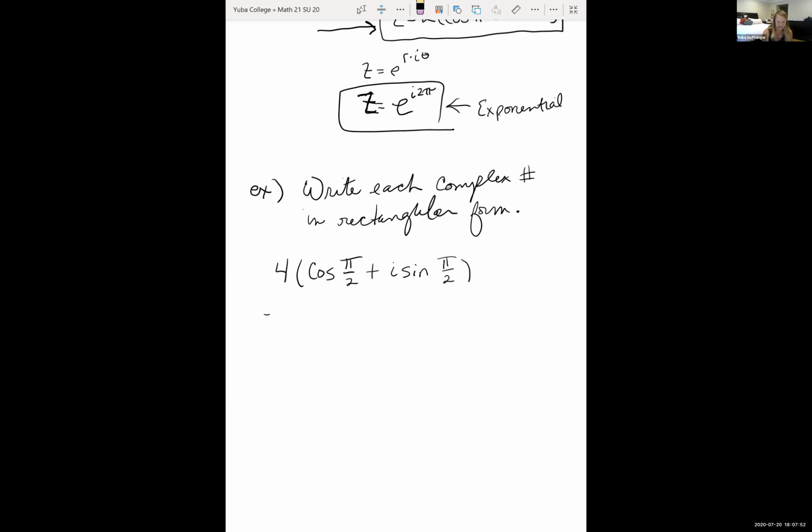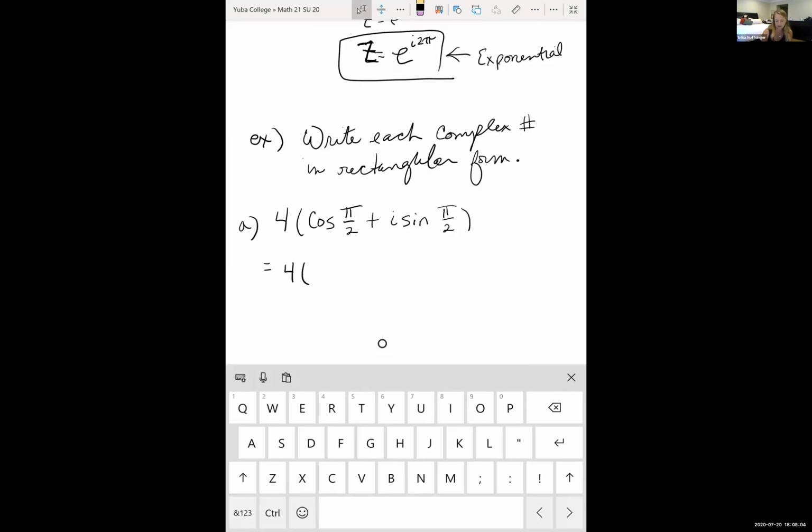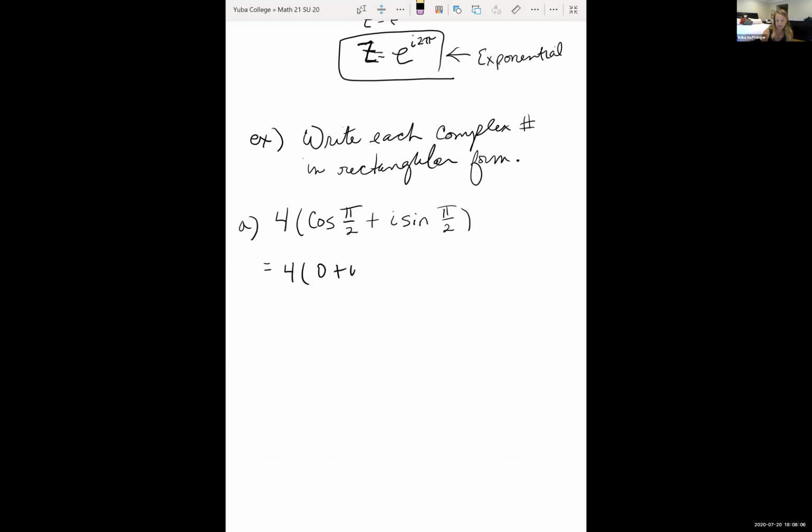So this is the same thing. Let's say this is part A. As 4 all times Well, cosine of pi halves, that's getting me to the y-axis. Cosine is 0 on the y-axis, so this is 0. Plus I sine of pi halves. I know sine pi halves is 1. So this is going to equal 4 times 0, which is 0, plus 4 times I, which is 4i.